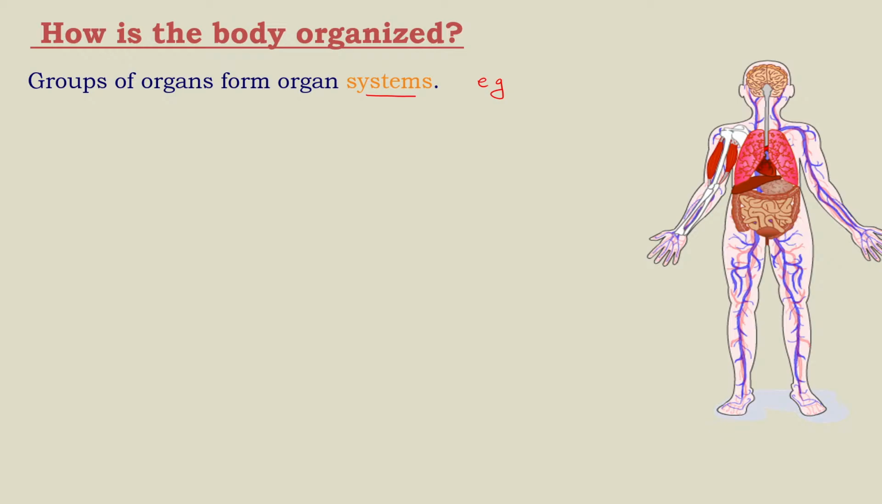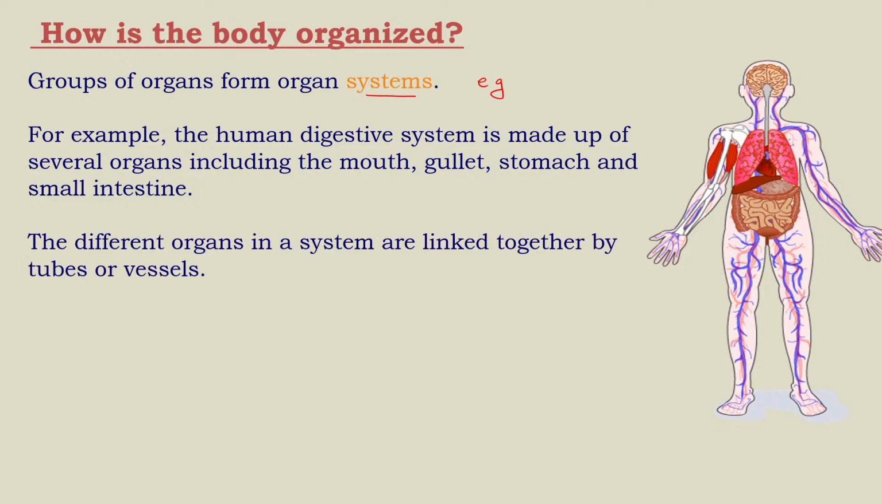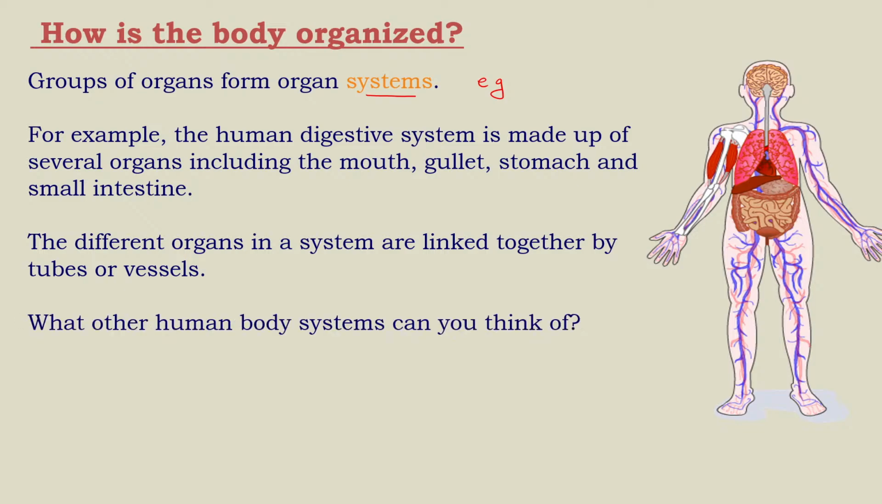These are the different organs of the human respiratory system. So this organ system is made up of different organs, and each of these organs works together and performs a particular function. So what is the function of the human digestive system? The human digestive system helps in digestion of food. All the organs of it work together to help in digestion of food.